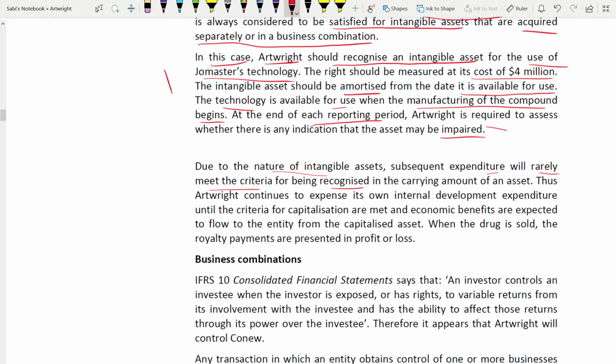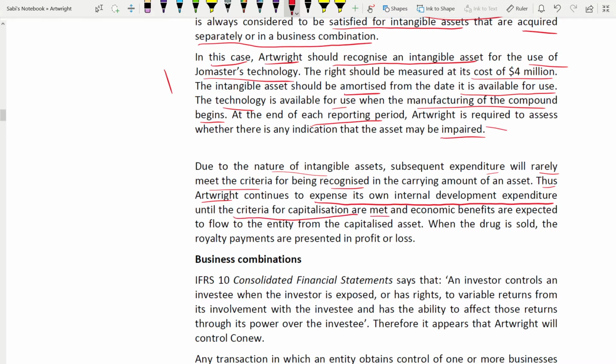Okay? It needs to meet the criteria. And rarely they meet the criteria for being capitalized. That's an issue, because the nature of intangible asset is such. So because of that, Artwright continues to expense its own internal development expenditure. They have incurred some development expenditure, so they expense their own internal development expenditure until the criteria for capitalization are met.